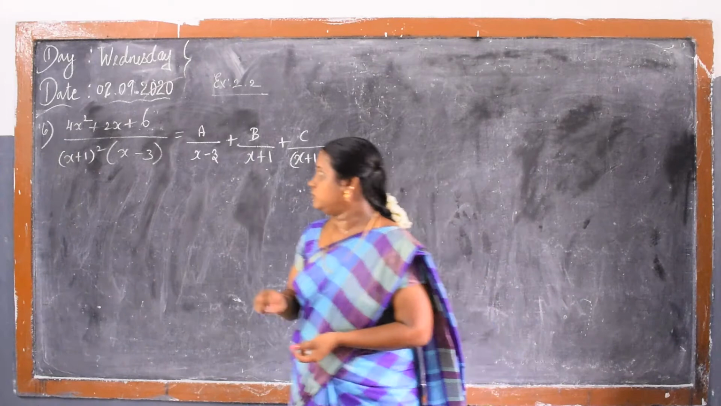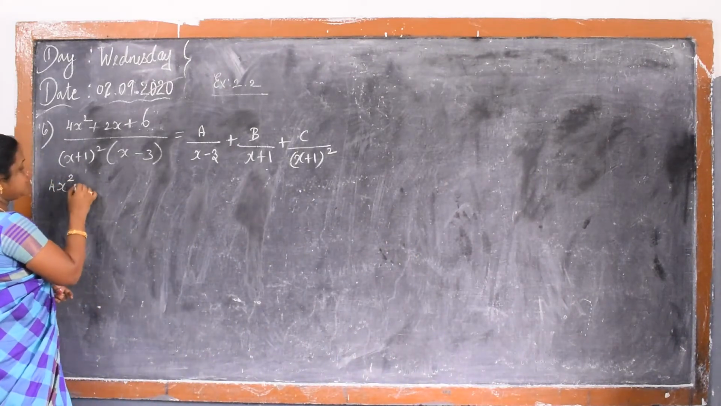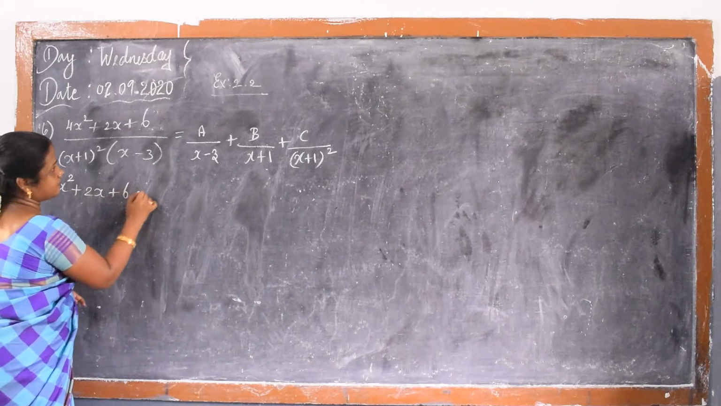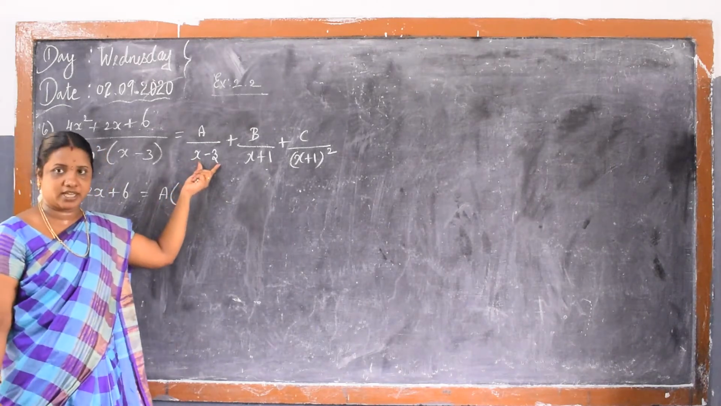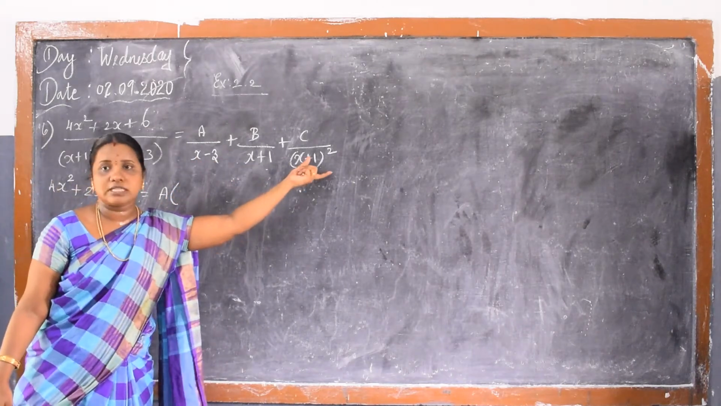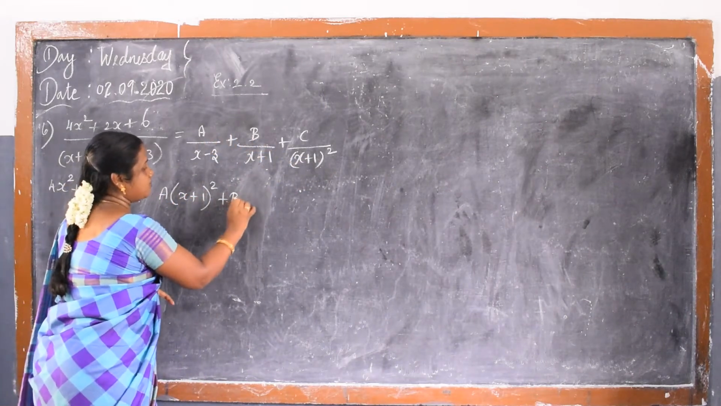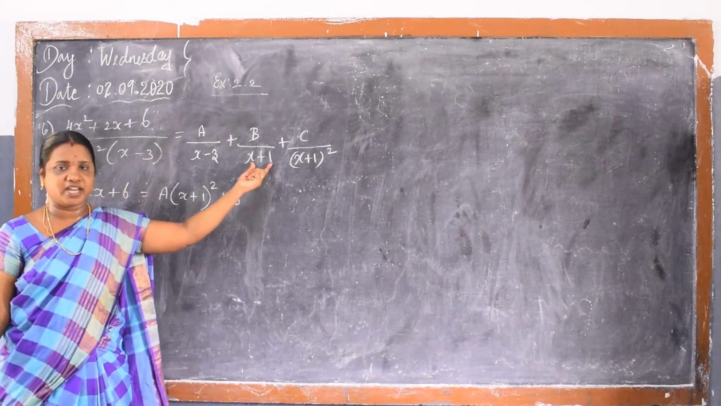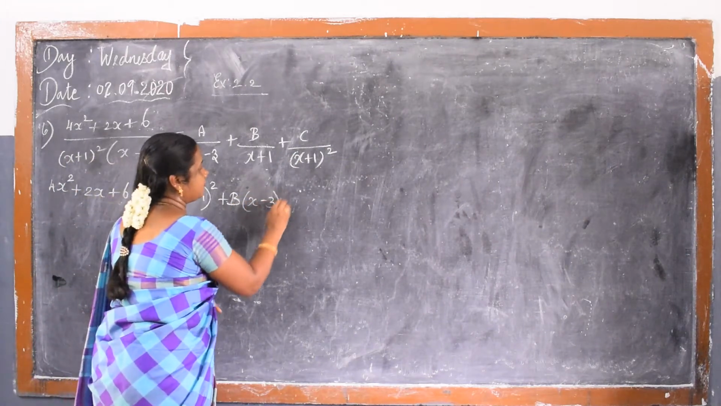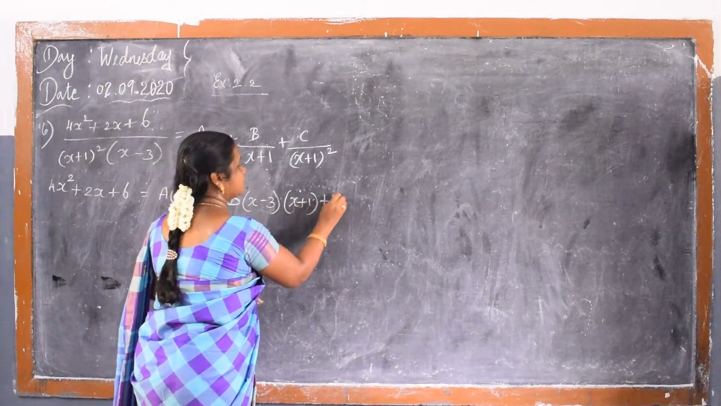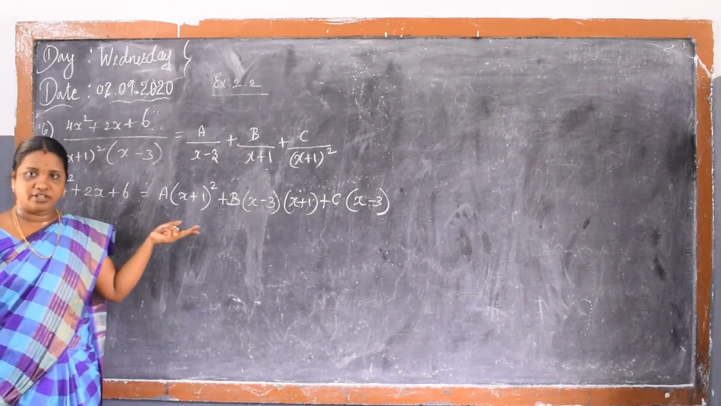Okay? Now take LCM. 4x square plus 2x plus 6 equals a into, see our denominator here, x minus 3 is there, so what is missing here is x plus 1 whole square, so you have to write x plus 1 whole square. Plus b, see here x plus 1 is there, so what is missing is x minus 3, then x plus 1, so x minus 3 x plus 1. At last for c you have to write x minus 3. Have you understood? Like this only you have to take LCM.